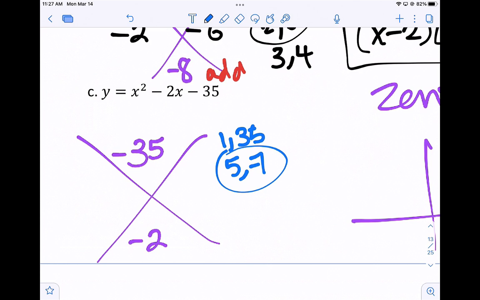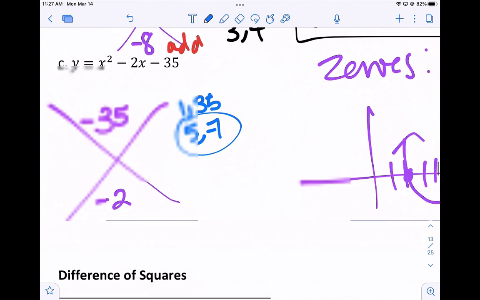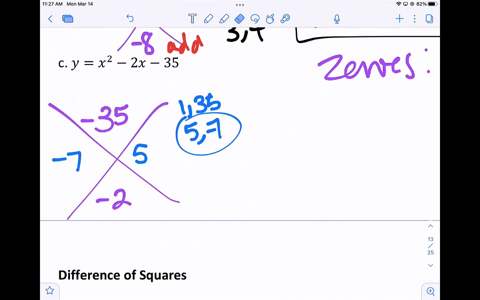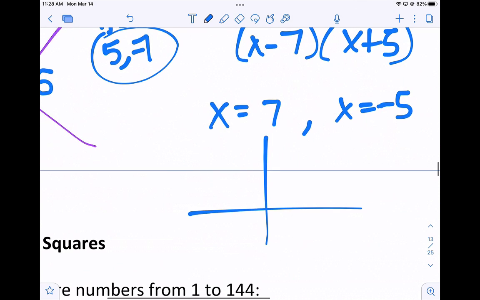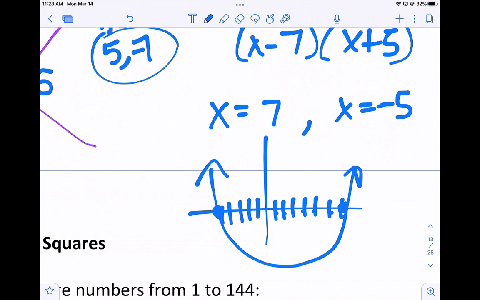So that would be a negative 7 and a positive 5, and so factored form for this one would be x minus 7, x plus 5, and the zeros would be 7 and negative 5. And what I mean by zeros are the x-intercepts: at negative 5, it would cross, and at 7 it would cross, so a parabola would look something like that.